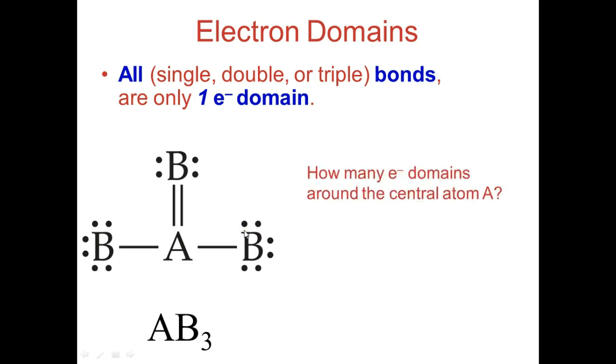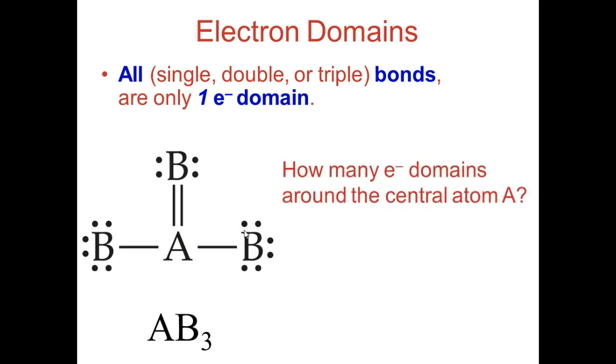From this, you can say how many electron domains there are around central atom A, and you can count 1, 2, and 3. So there are 3 domains because each bond counts as 1. One bond here, one double bond, so it's still one domain, and then a second domain here, so 3 total.